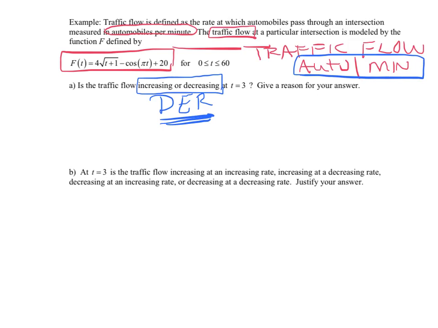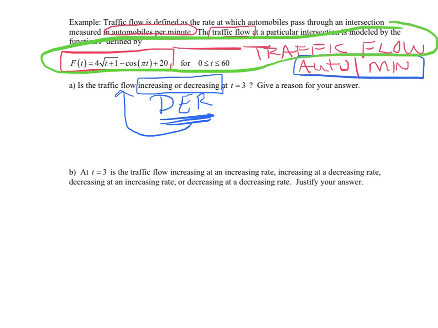Now, who do I want the derivative of? Well, just read it. It says take the derivative of traffic flow. So since I want the derivative of traffic flow, and we've clearly identified f of t is traffic flow, I am taking the derivative of f at 3. Okay, so even though it was a derivative itself, it wants to know if that traffic flow is increasing or decreasing. So I am deriving traffic flow, which is f.